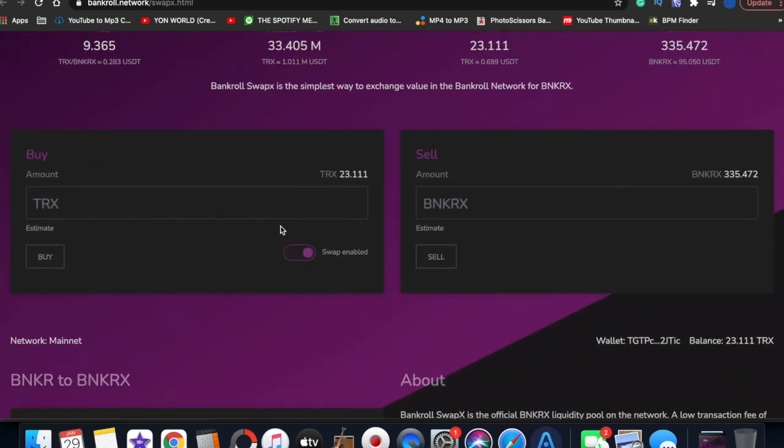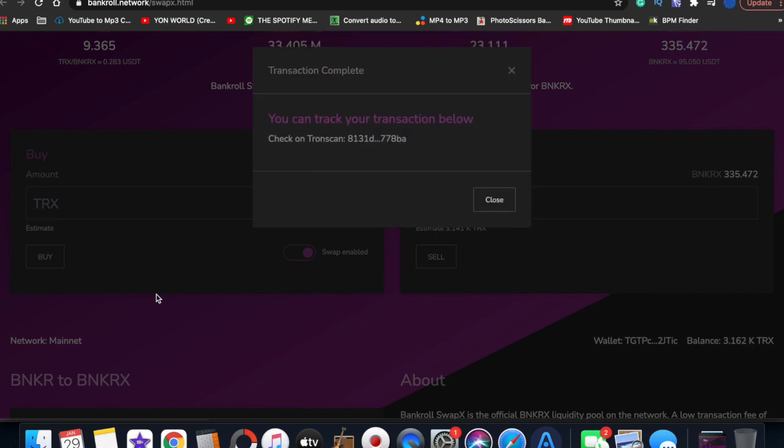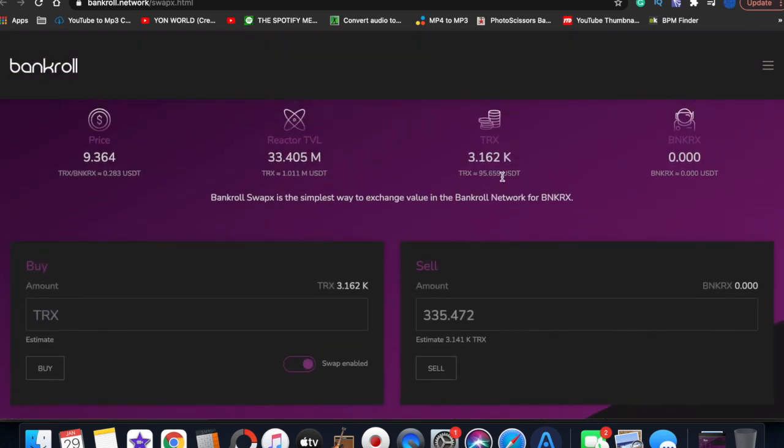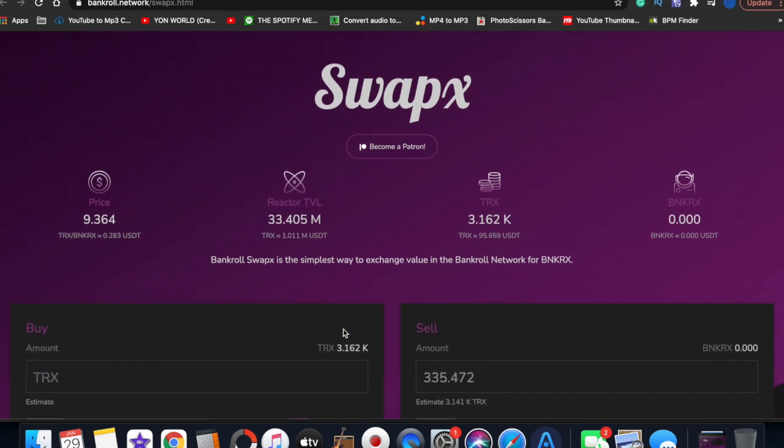Now with that, I can sell this Banker X, right? We're gonna sell all of this Banker X. And this is how you convert it back into money. You sell that, and then you accept that sale, right? Now you see I got it in TRX. Now I got all of the money in TRX. I got 3,000 TRX, right?